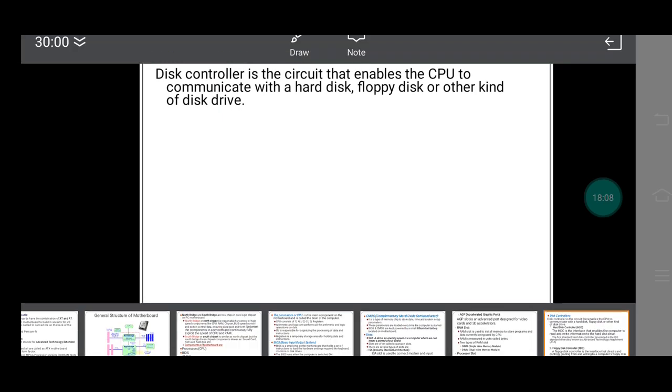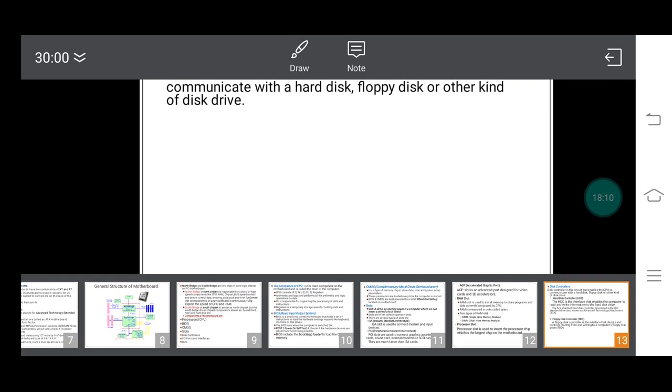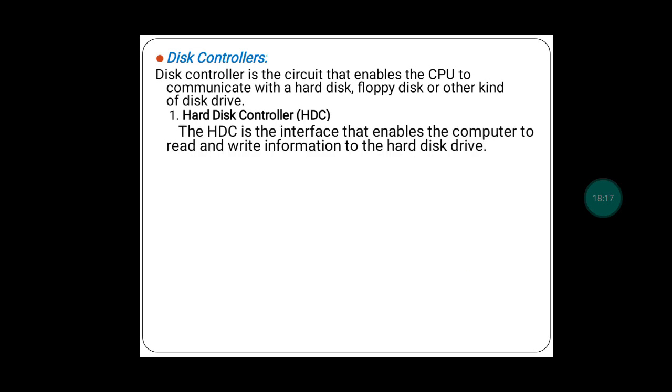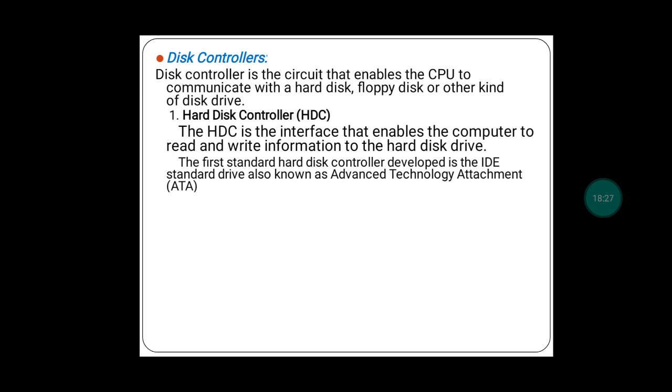And if you want to connect these hard disk and floppy disk secondary memories to our computer system, we should first have controllers installed for these drives. That is nothing but disk controllers. So now we will see the types of disk drives. First one is hard disk controller. What is this hard disk controller? It is nothing but an interface which enables a computer to read and write information to the hard disk drive.